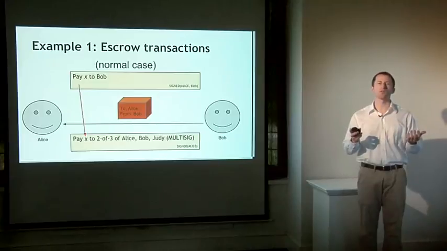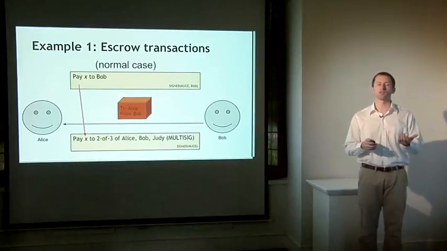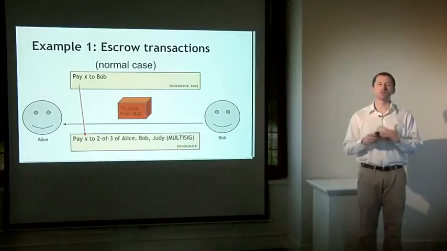There was no dispute, and so Alice and Bob were able to sign, and that represents 2 out of the 3 people required by the multi-sig transaction. So in the normal case, this isn't that much less efficient than Alice just sending Bob the money. It requires just 1 extra transaction on the blockchain.